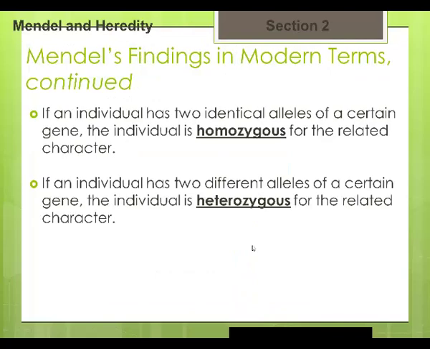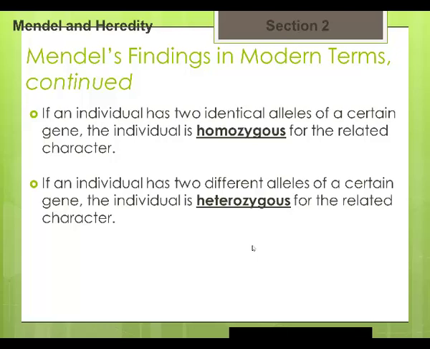So if an individual has two identical alleles for a certain gene, the individual is homozygous. So if an individual has uppercase Y, it is homozygous. And in that case, we would call it homozygous dominant. If the individual has lowercase y, it is still homozygous because it has the same alleles. However, it would be homozygous recessive because it has two recessive alleles.